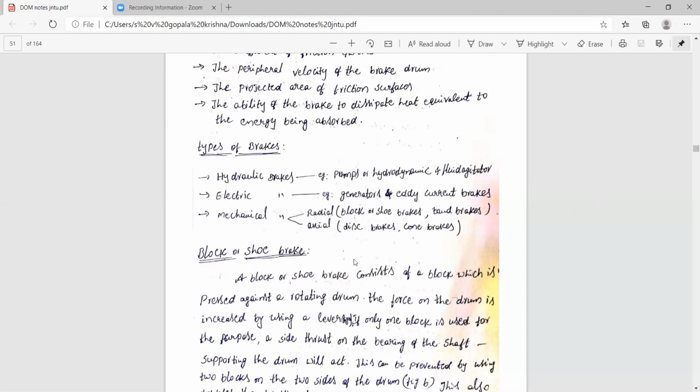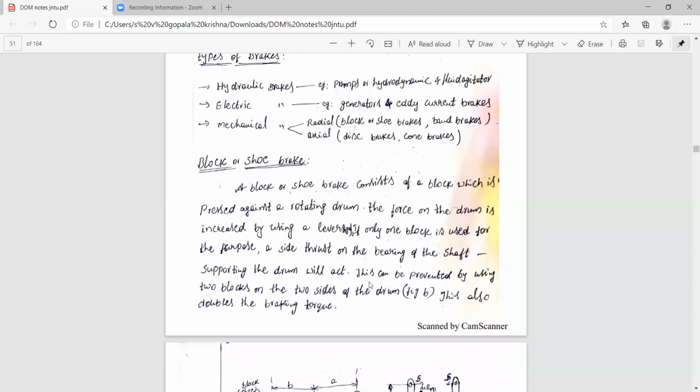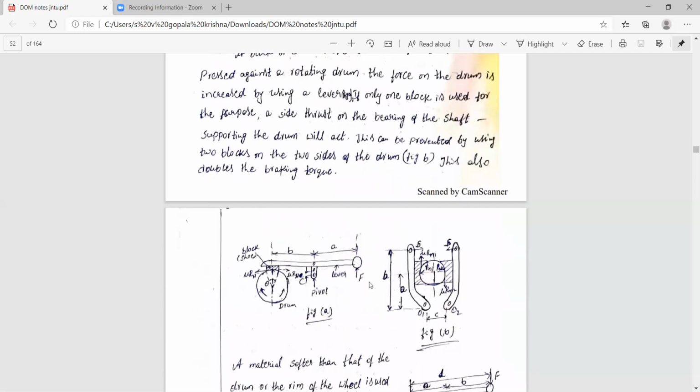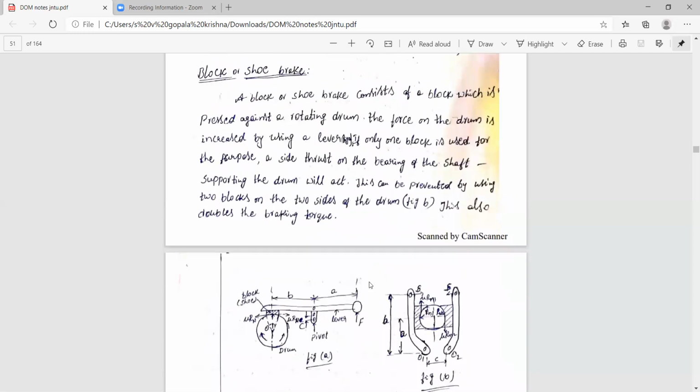Let me take the first one, the block brake or shoe brake. Everyone observe. Let us look at the diagram. When we take the shoe brake, it consists of a block which is pressed against a rotating drum. The force on the drum is increased by using a lever. That happens when we apply the brake.